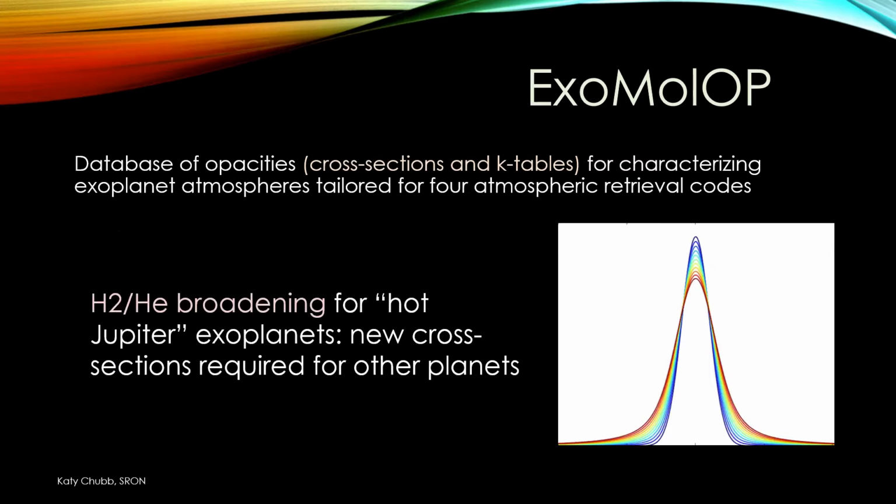So for this database, I mentioned before that a spectra will depend on the type of species which acts as the main line broadener. And so I should note that this database, ExoMol-OP, is tailored specifically for characterizing hot Jupiter type exoplanets. New cross-sections are required for exoplanets with different atmospheres, for example CO2, water or N2 dominated atmospheres. And there is active work ongoing in this area.